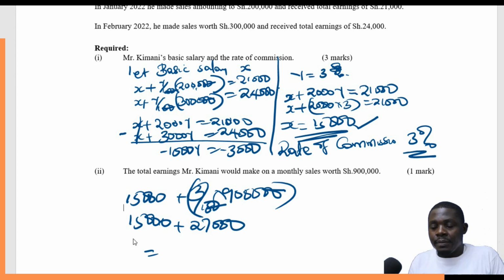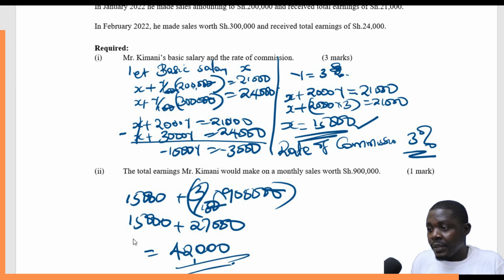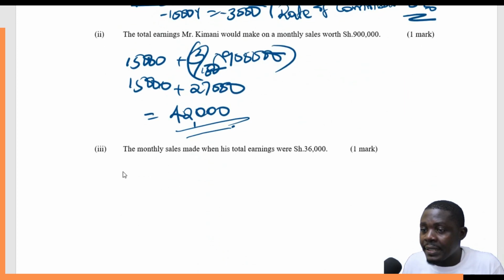27 plus that one, that is 2, we carry 1, that is 4. Is it 42? But let me just verify with the help of my calculator. 27 plus 15, that is 42,000. You'll get 42,000 as the total earnings.